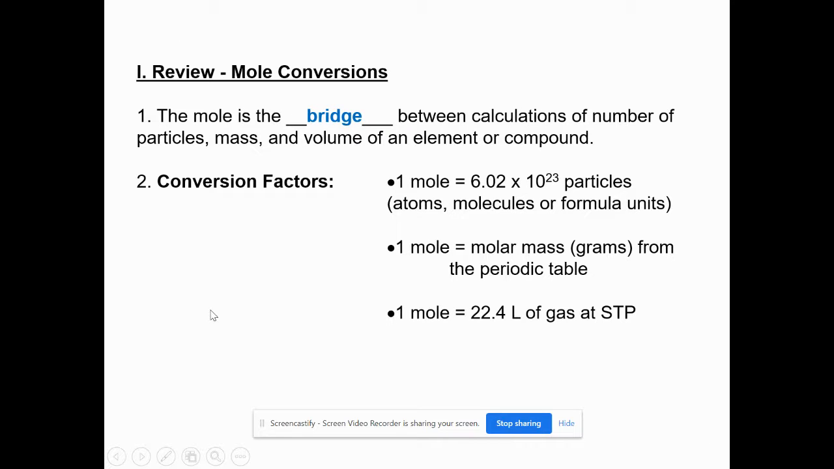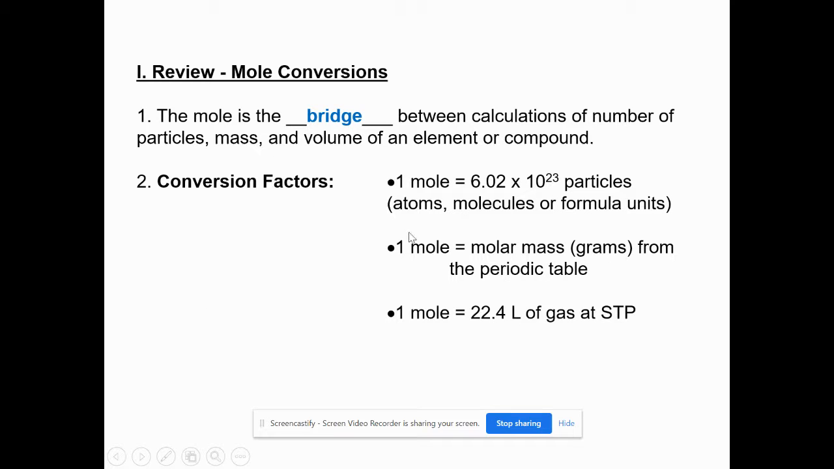Some review from the Stoich chapter. The mole is the bridge between calculations of particles, mass, and volume of an element or compound. We can relate moles to particles, we can relate moles to grams, and we can relate moles to liters. We cannot relate grams to liters directly or grams to particles directly.